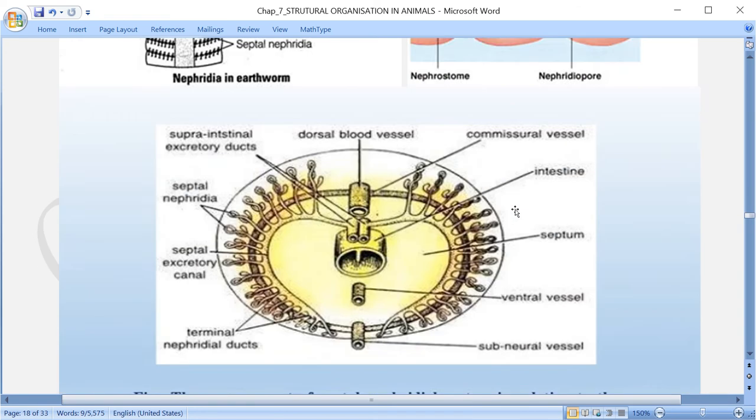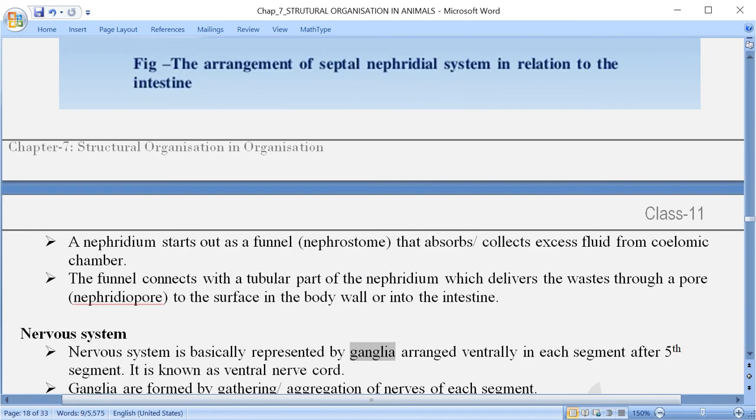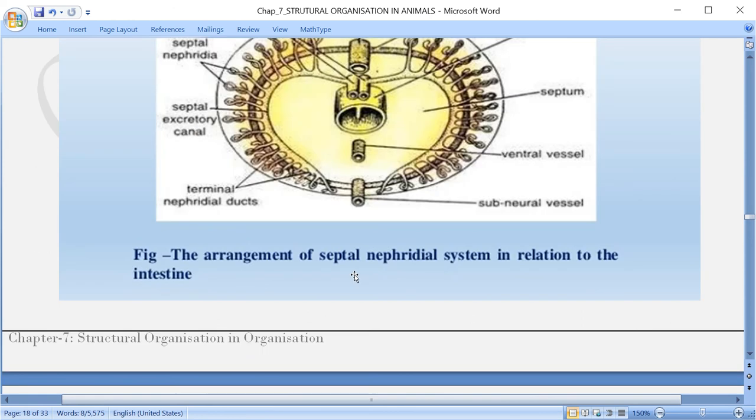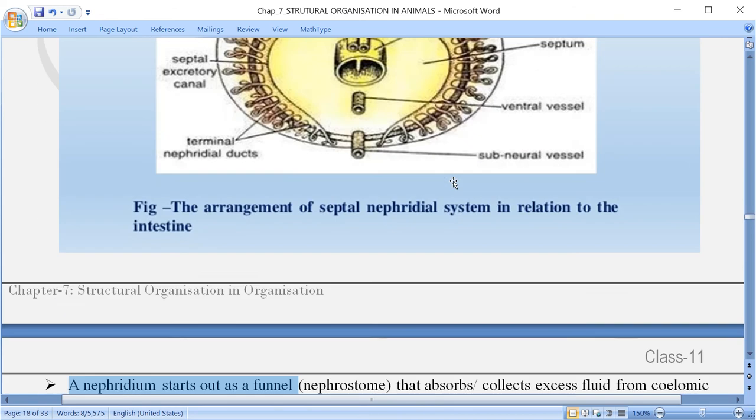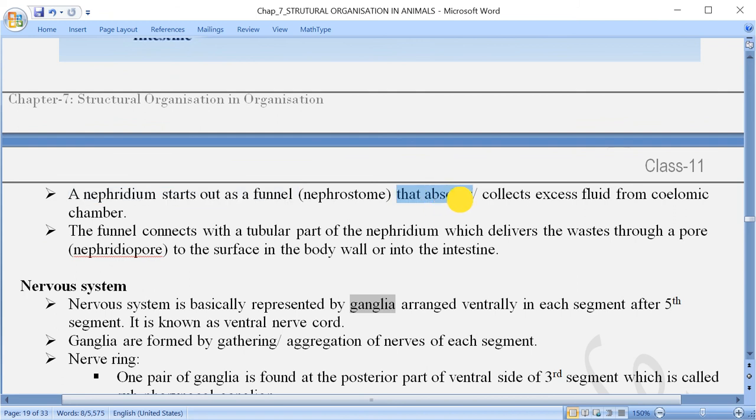Now over here, just pay attention here, 2 points. A nephridium starts out as a funnel, and this funnel I was showing here in the figure as what? Nephrostome here. And then that absorbs, nephrostome का काम क्या है? Absorbs or otherwise collects the excess fluid from the coelomic chamber. Coelomic, you remember, body cavity. Coelom is body cavity. तो बॉडी कैविटी में जो भी फ्लूइड है उसमें से एक्स्ट्रा एक्सेटरी मटेरियल को एब्जॉर्ब करने का काम नेफ्रोस्टोम का है.